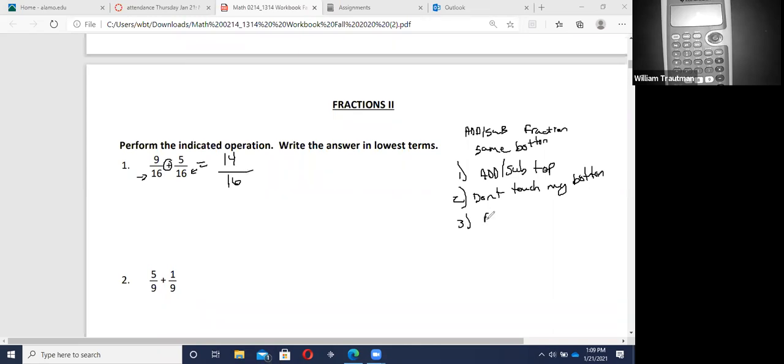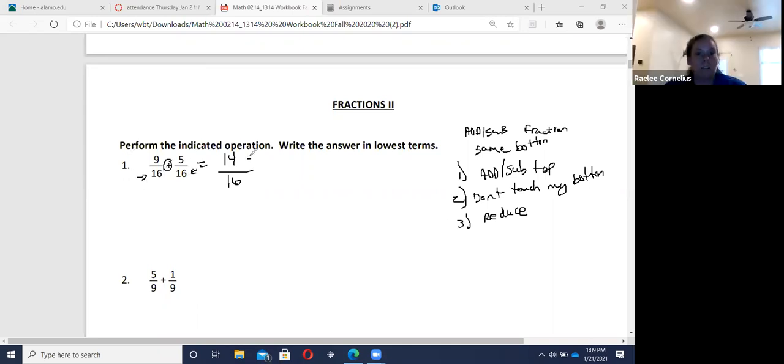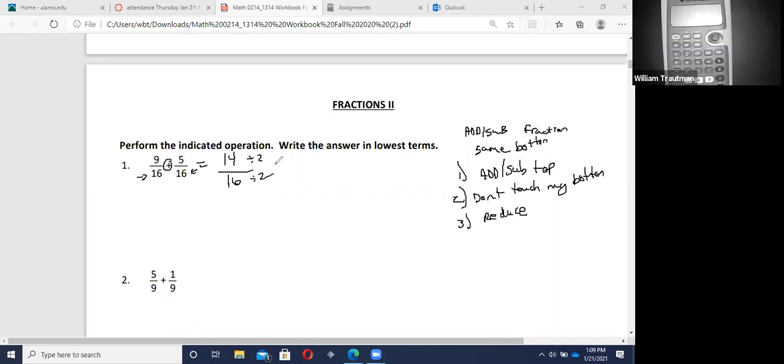And finally, reduce it if you can. Somebody asked about reducing. Do you see how they're both even? I can see that they both can be divided by 2. So we have to reduce, and we get 7 over 8. 14 divided by 2 is 7. 16 divided by 2 is 8. So the final answer is 7 over 8.